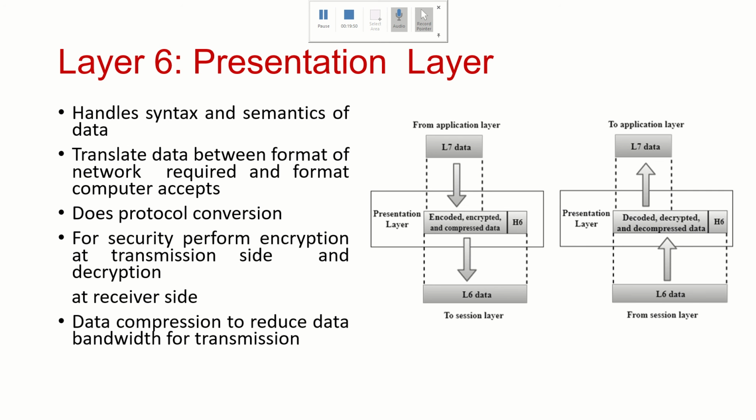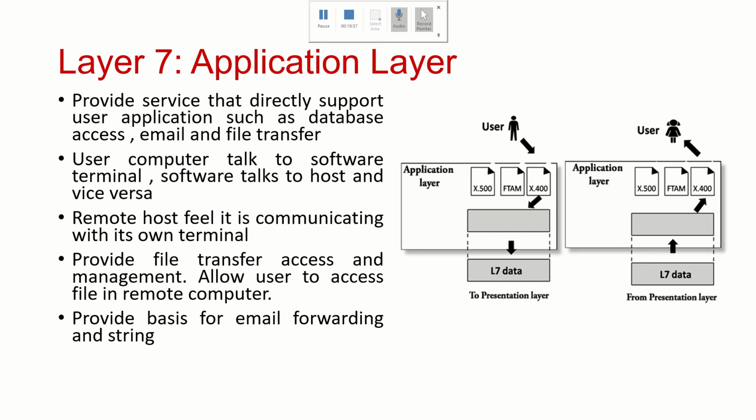So this data compression, encryption and encoding is done by the presentation layer. Now, the last layer that we are going to see, the seventh layer, is the application layer. This application layer usually provides support to the direct user applications, that is, database access, emails, file transfer, and the higher versions of the user applications that are used. These are supported by this layer.